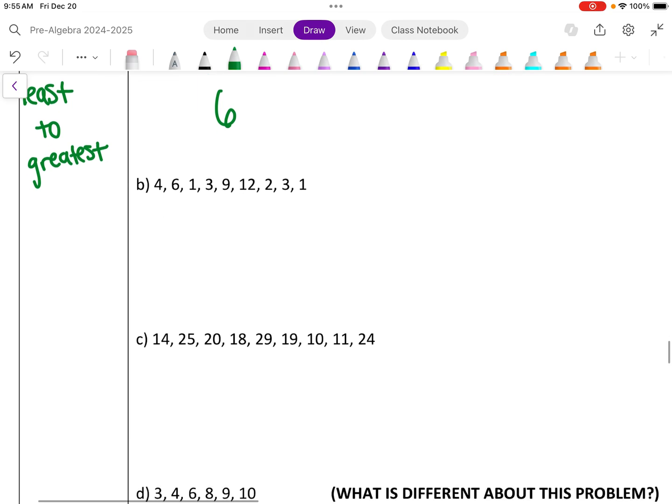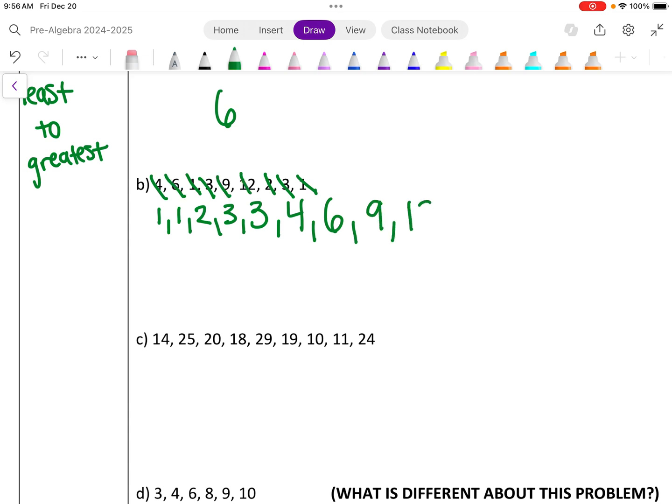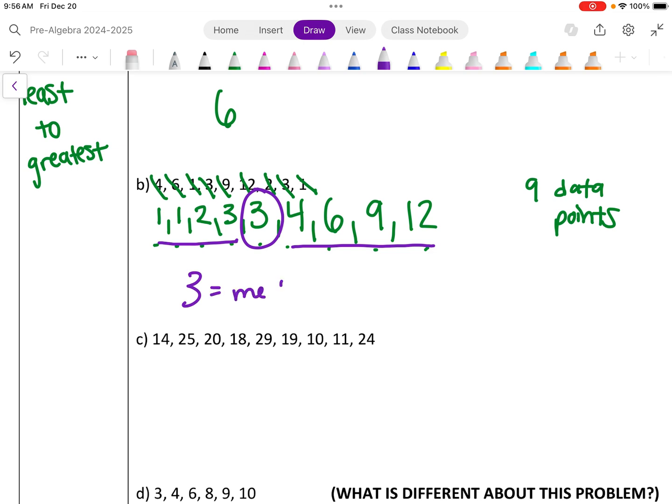But next, in our next example, notice how they're not in order from least to greatest. So first we need to put them in order from least to greatest. So 1, 1, 2, 3, 3, 4, 6, 9, 12. 1, 2, 3, 4, 5, 6, 7, 8, 9. There are 9 data points, so that's an odd number, so there's going to be an exact middle. If you go 4 in and 4 in, the exact middle is 3. So 3 is our median.